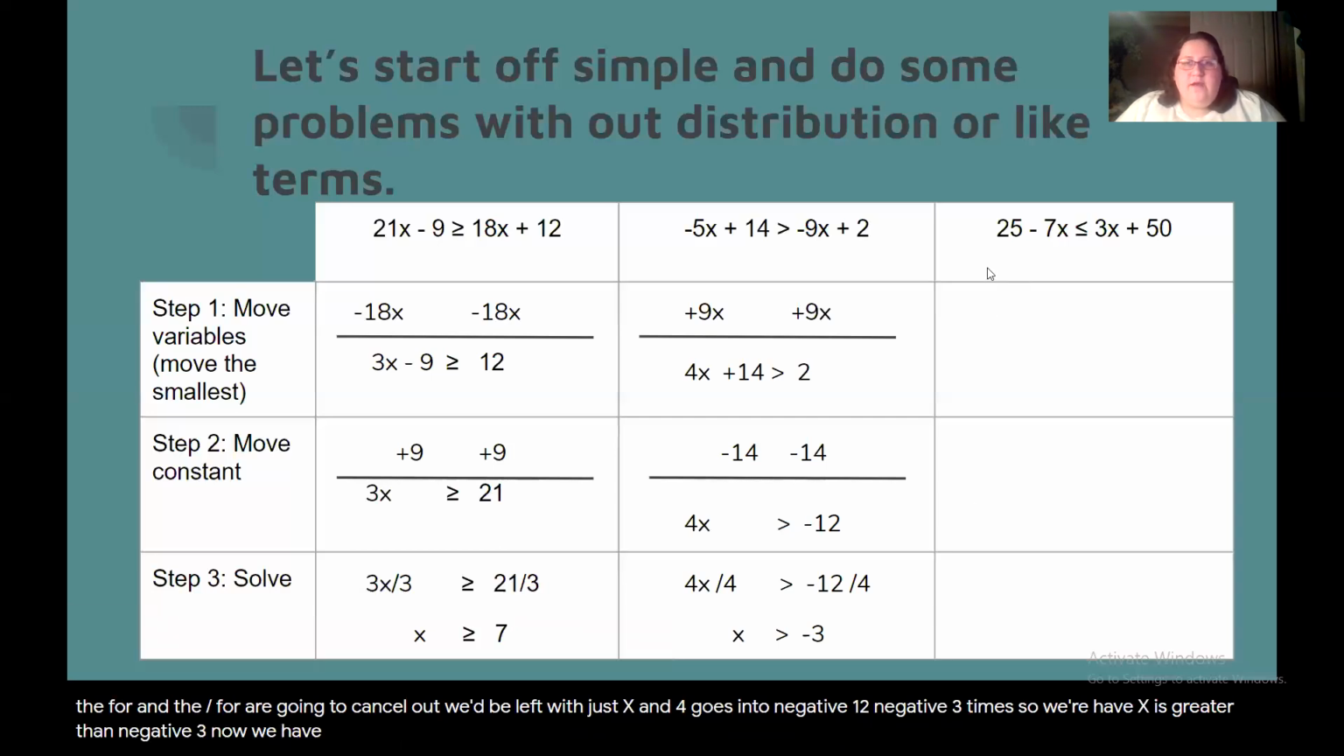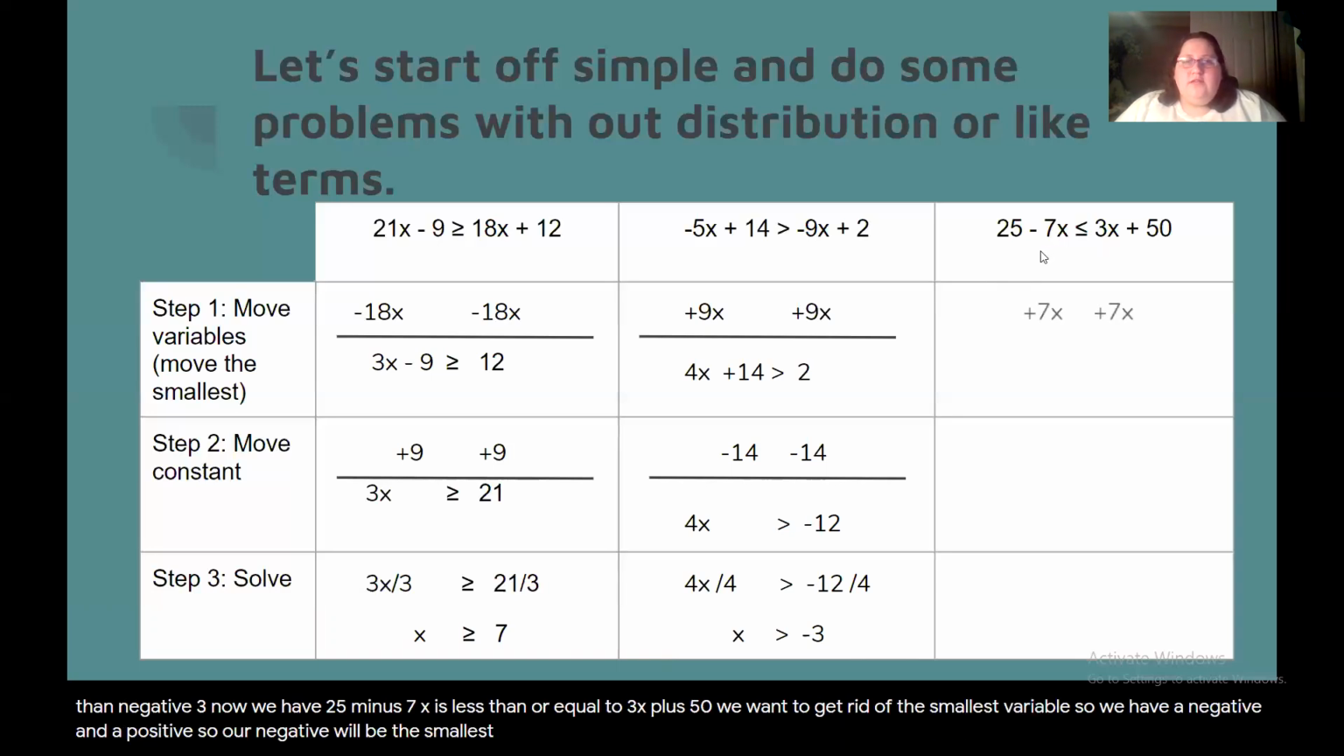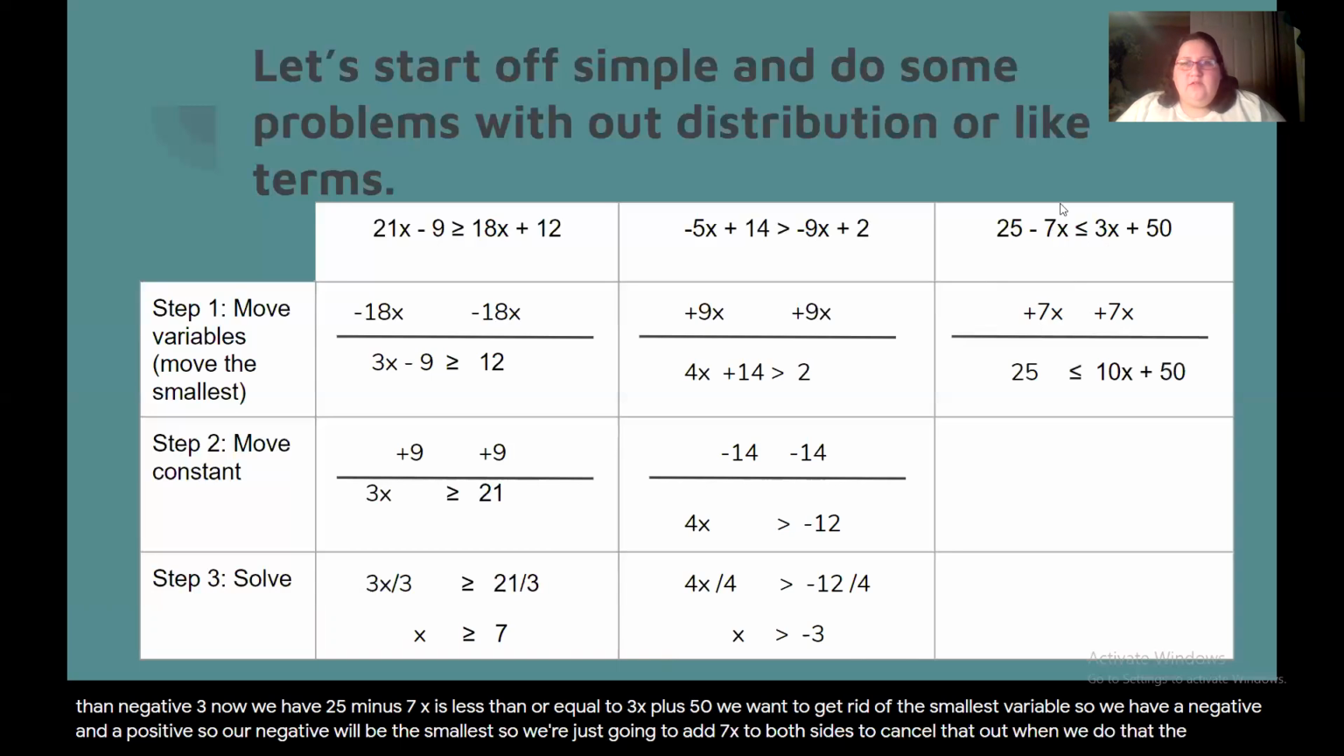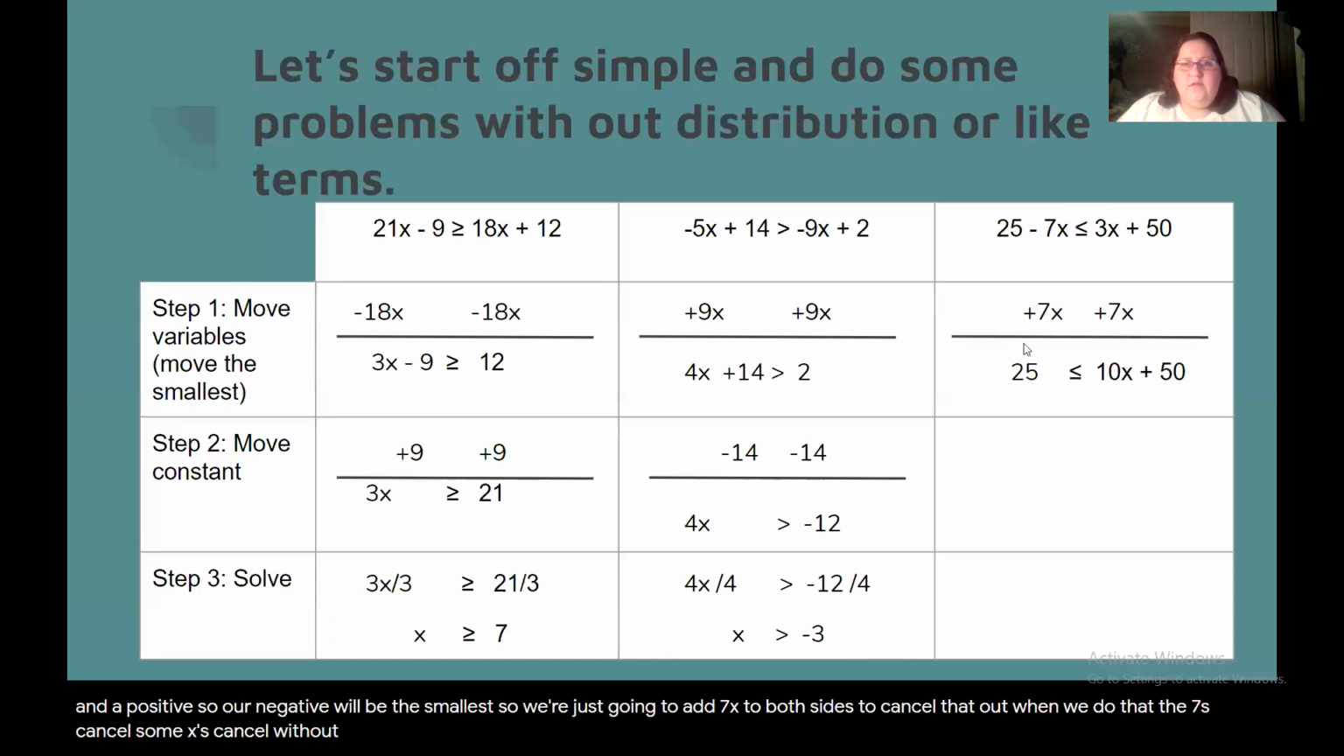Now we have 25 minus 7x is less than or equal to 3x plus 50. We want to get rid of the smallest variable. We have a negative and a positive, so our negative will be the smallest. So we're just going to add 7x to both sides to cancel that out. When we do that, the 7x's cancel, we're left with just 25 on this side. 7 plus 3 is 10, so we have 10x. And then we have plus 50 because we didn't do anything to that.